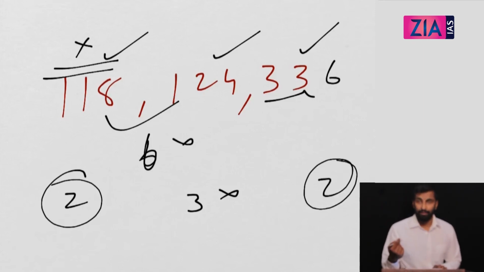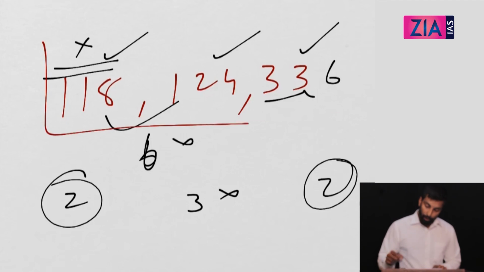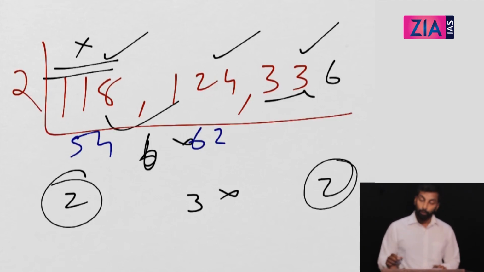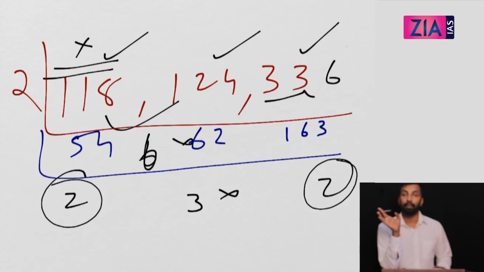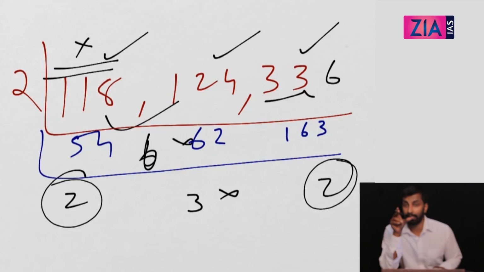Very simple. Otherwise, what you will do? First step you will do this. You divide with 2, you get 54, you get 62, you get 163. This much everybody will do. Then you keep on thinking, what is the next number? And you will end up thinking. You will waste at least 50 seconds for that. Okay, so HCF you can find faster just by taking the smallest difference. Here you got the answer faster.